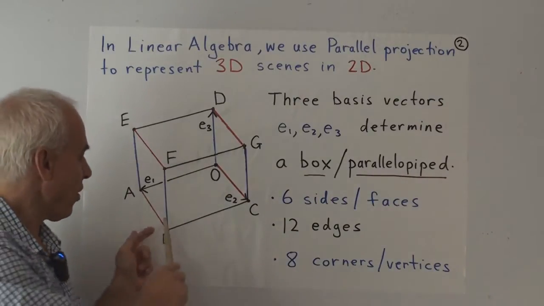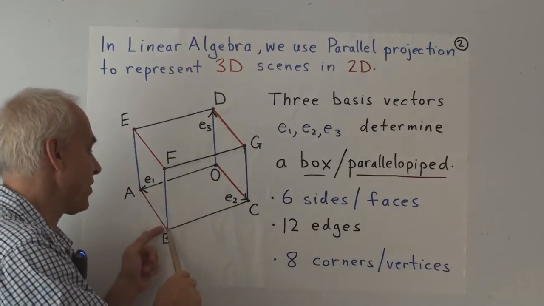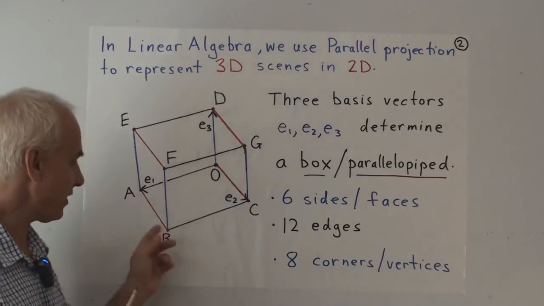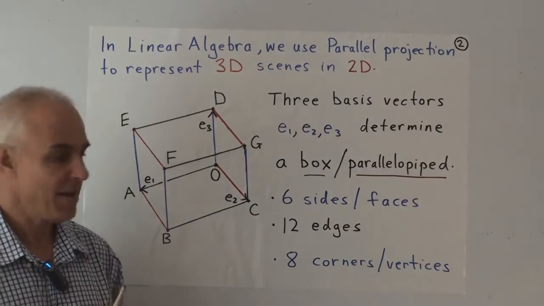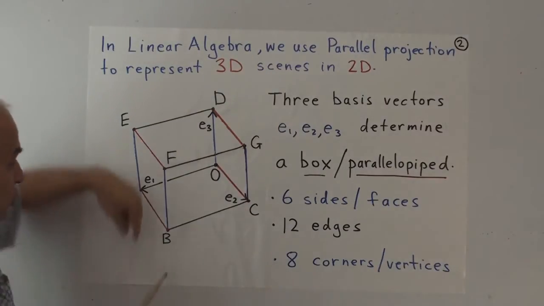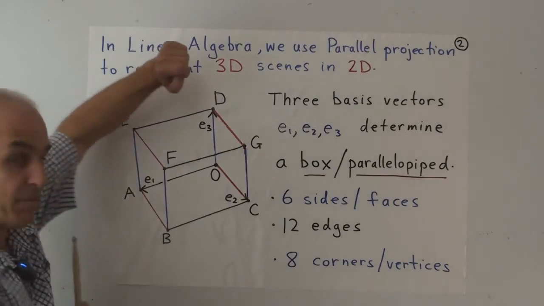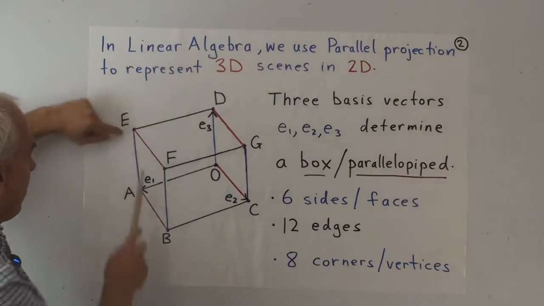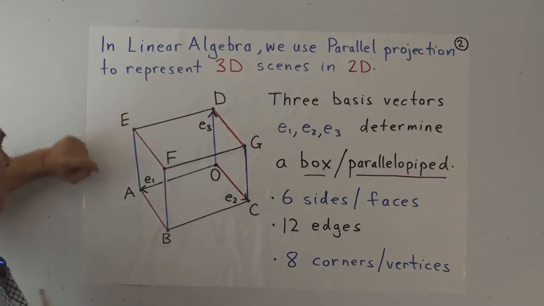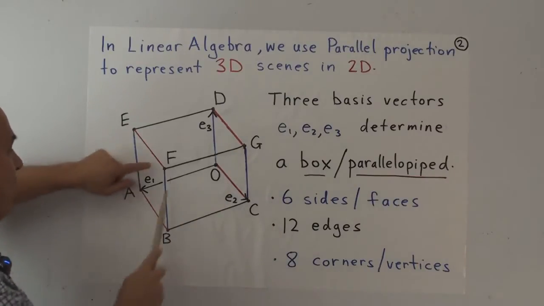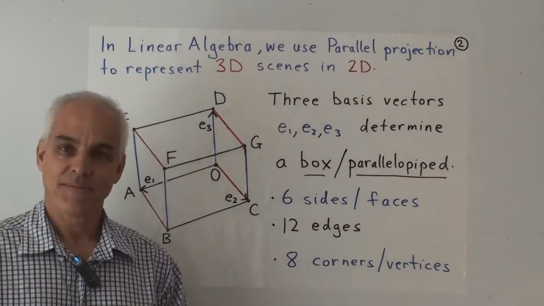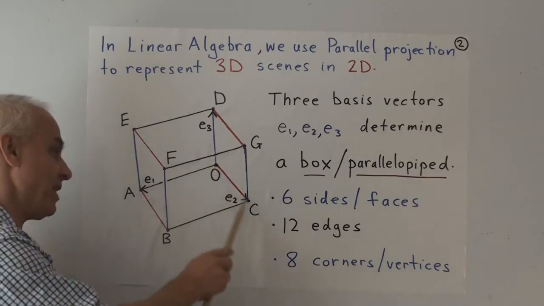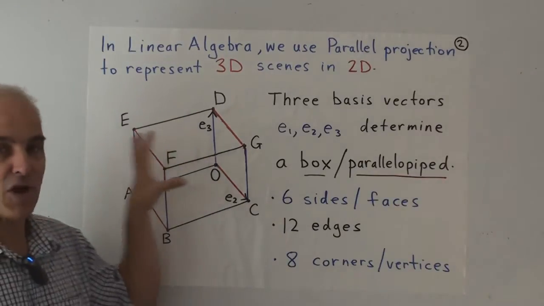So there are also these edges that are joining corners of sides. They're like diagonals of the faces. But there are also some longer diagonals joining corners which are opposite in the parallelepiped. So for example, from B to D is a long diagonal. From E to C is a long diagonal. From A to G is a long diagonal. And from F to O is a long diagonal. And it's an excellent exercise to write down for yourself in terms of these basis vectors E1, E2, E3, how the various diagonals are represented.